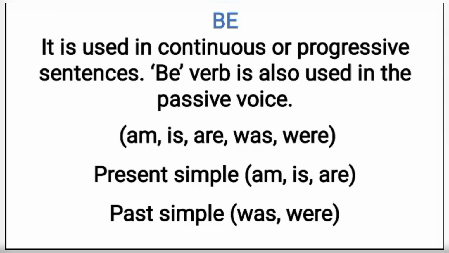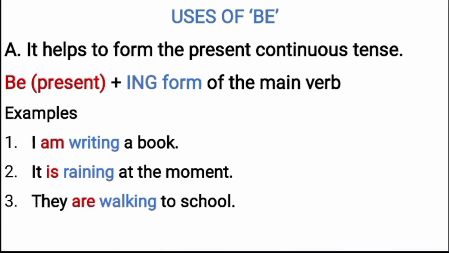In the present simple, we have am, is, are. We have am and is being in the singular form and are in the plural form. Then in the past simple, we have was and were. We have was being singular and were plural. Let's look at the specific uses of the verb be.